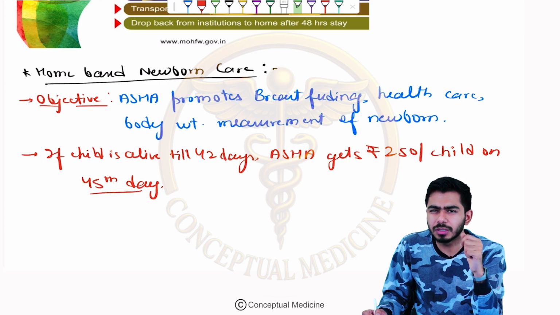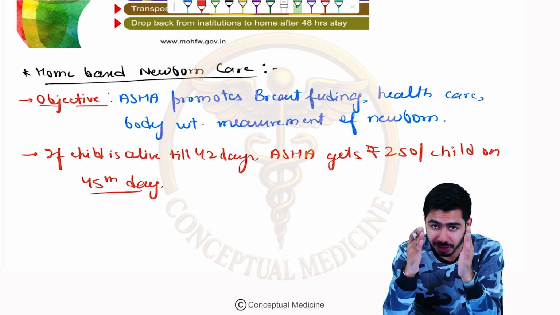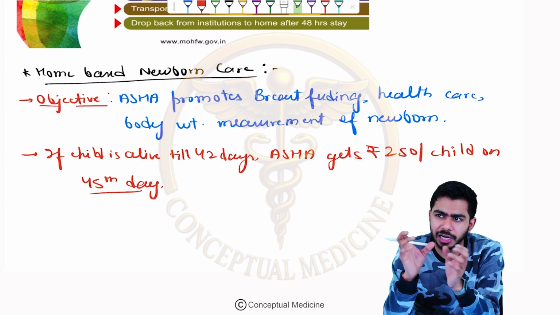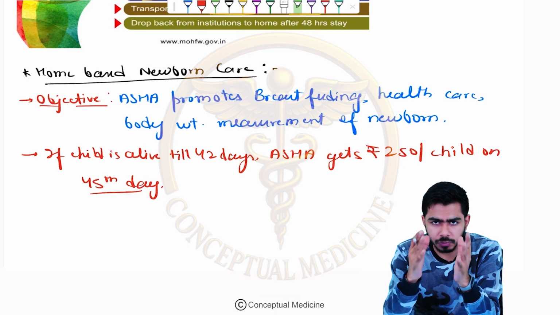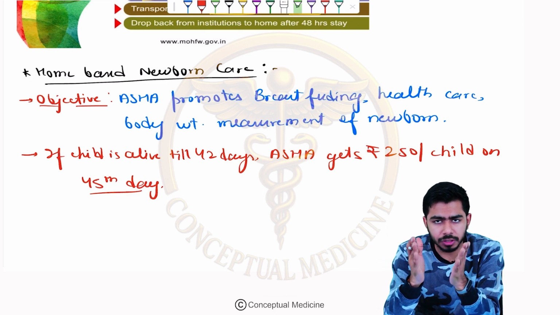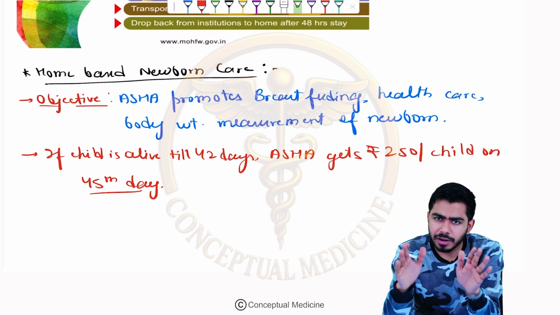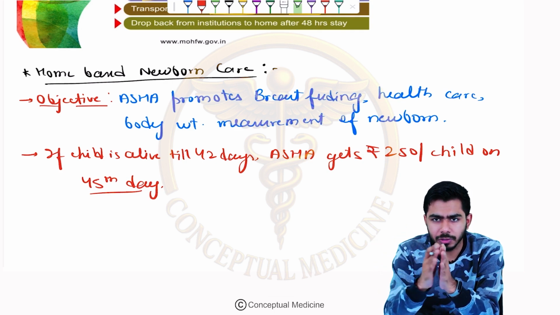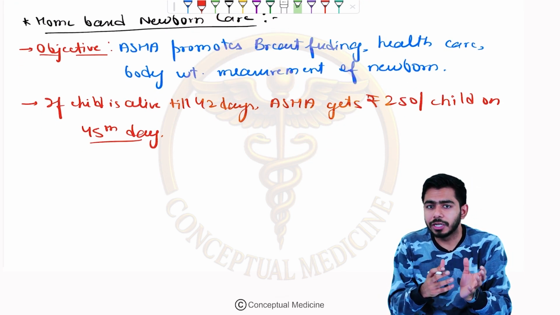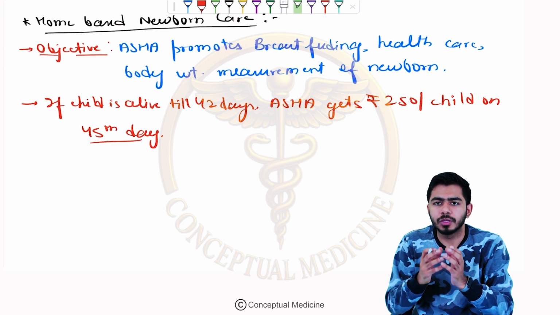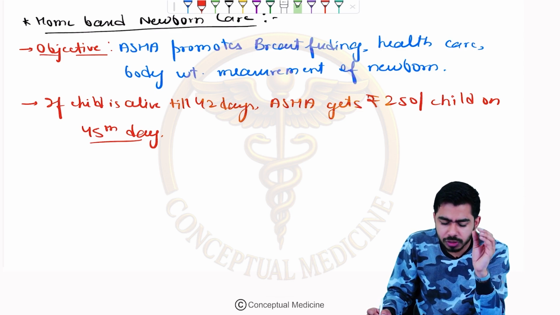On the 45th day, the ASHA worker will be getting 250 rupees per child. For more details about the ASHA worker, guys, I have already talked about that in the Indian healthcare system chapter, so you shall refer to that chapter. The ASHA worker handles one village, about 1000 population, so she has the responsibility of the 1000 people in the community. The eligibility criteria and educational qualification for the post of ASHA worker we have also talked about in detail. Okay guys, so that was about home-based newborn care.